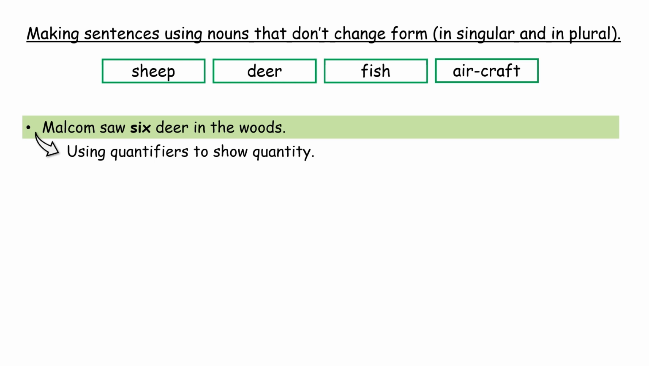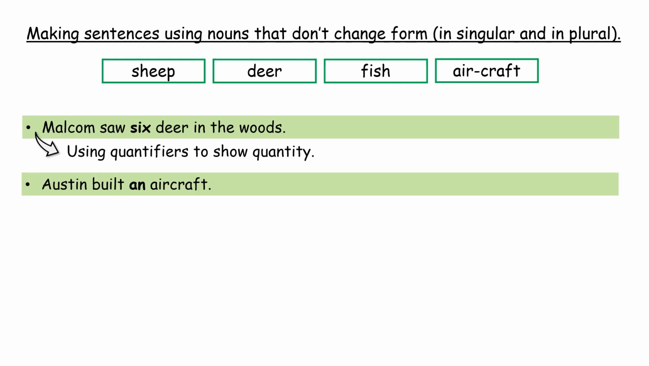Remember, so far, nouns have been modified to show singularity and plurality. But what we see in this section is that the nouns cannot be modified to show this. So we are using other ways. The first, which is using quantifiers. Austin built an aircraft. In this sentence, we're using articles to show that the noun is singular because indefinite articles are used for singular nouns only.